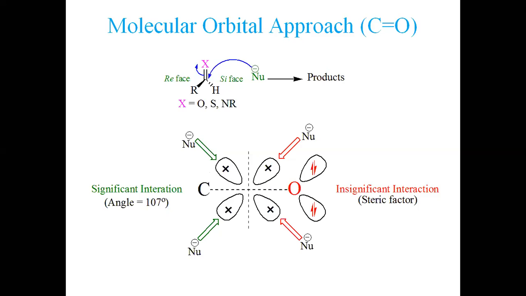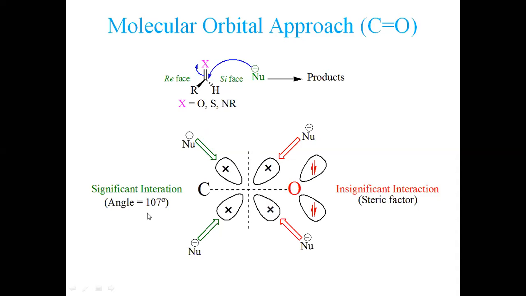So if I draw this angle, these orbitals are slightly towards this. So we are not measuring this angle, we are measuring this angle. This angle is 107. Similarly, this angle, this one, is 107 degrees. So when a nucleophile approaches, it approaches at a 107 degree angle in fact.